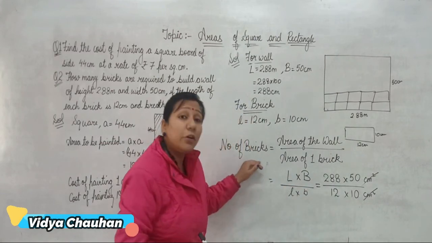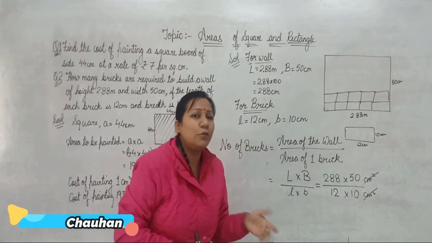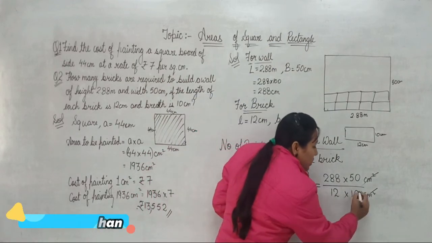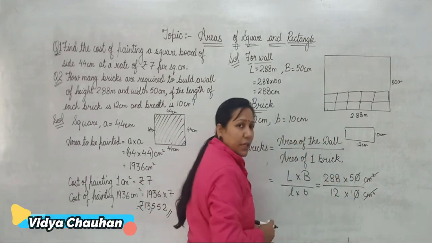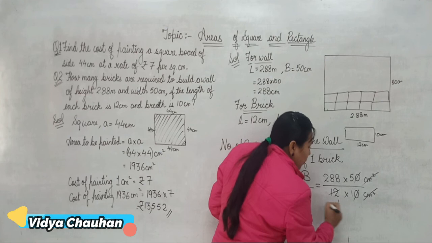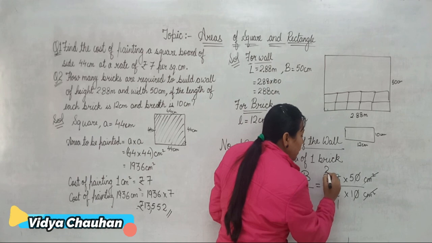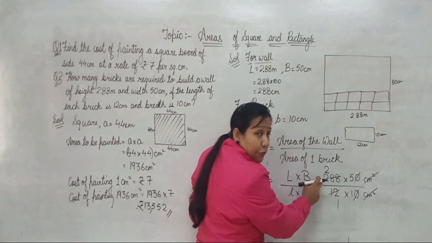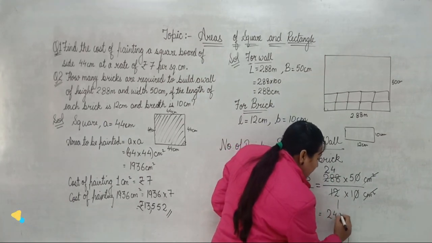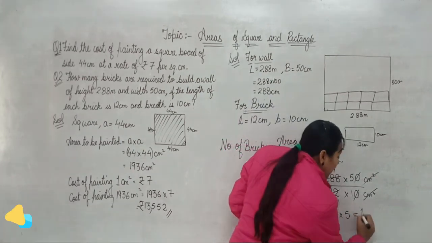Also you can see that we are finding the number of bricks. So the number of bricks we cannot find in centimeters or meter. Numbers are always in numerical form only. Now coming to the simplification of the values here, 0 and 0 got cancelled out. Let us simplify here with 12. So 12 ones are 12, 12 twos are 24, 12 fours are 48. So we are left with 24 multiplied by 5. What is 24 fives? 120.